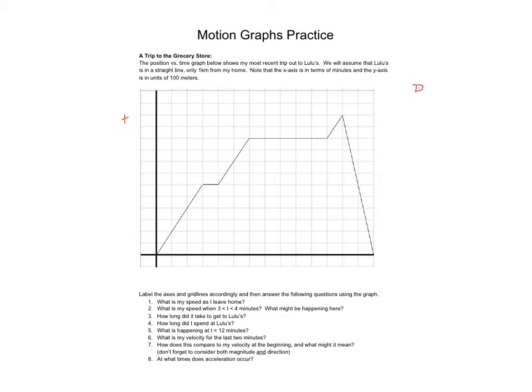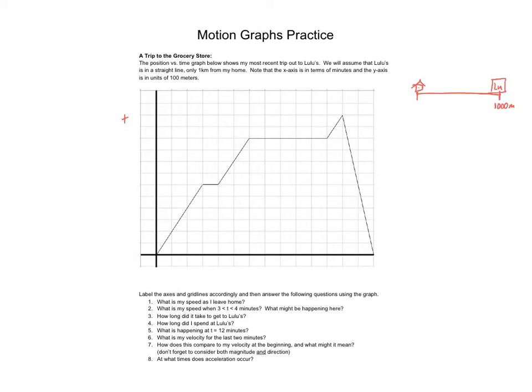So here's my house. You can read the question. Here's Lulu's. So this is going from my house to Lulu's, and it says Lulu's is 1 kilometer, so 1,000 meters from my home. So that's what's happening.